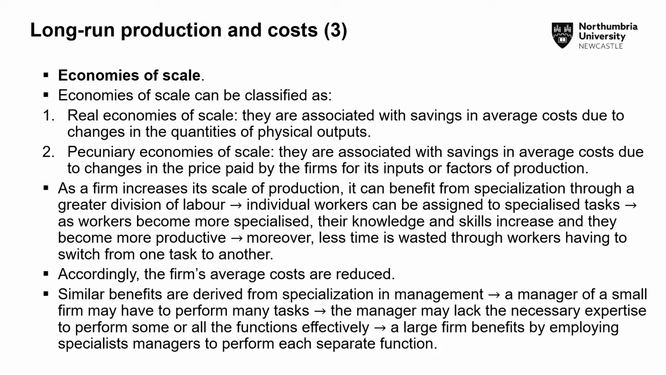Then we have pecuniary economies of scale, and these are associated with savings in average costs due to changes in the price paid by firms for its inputs or factors of production. So their factors of production become cheaper.